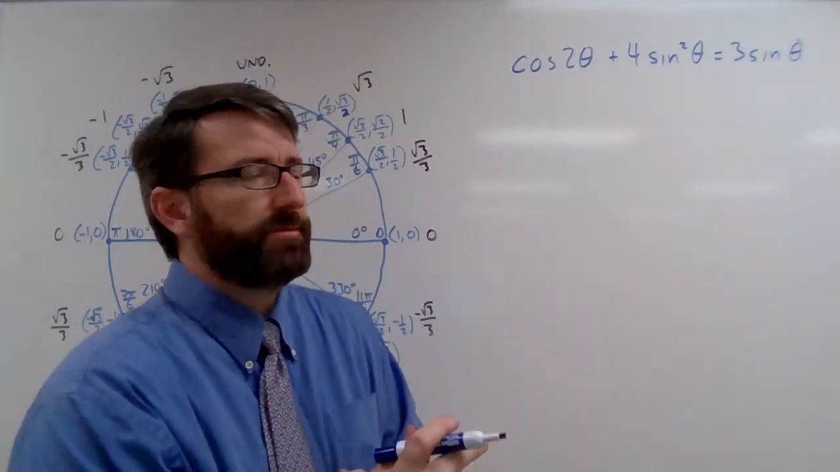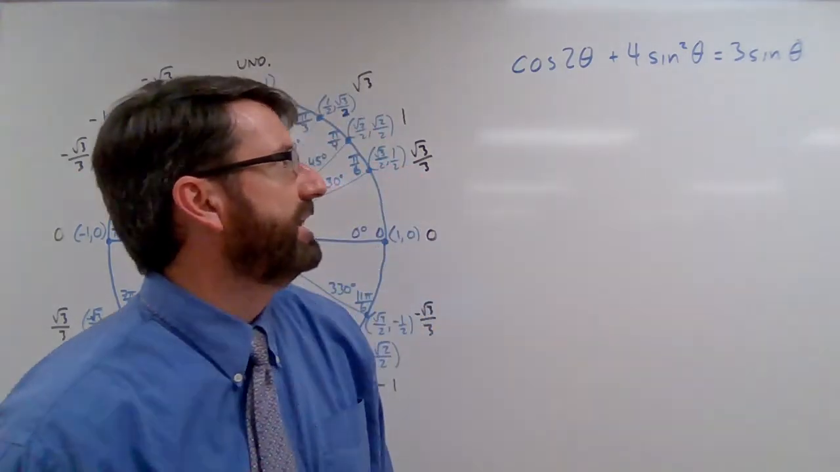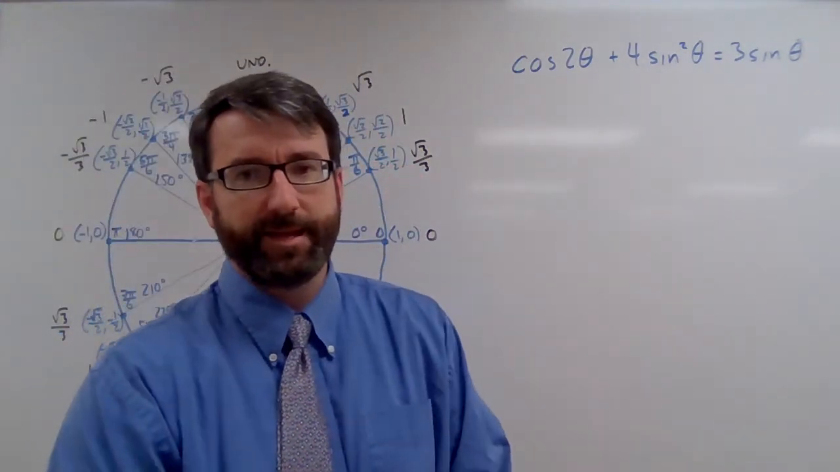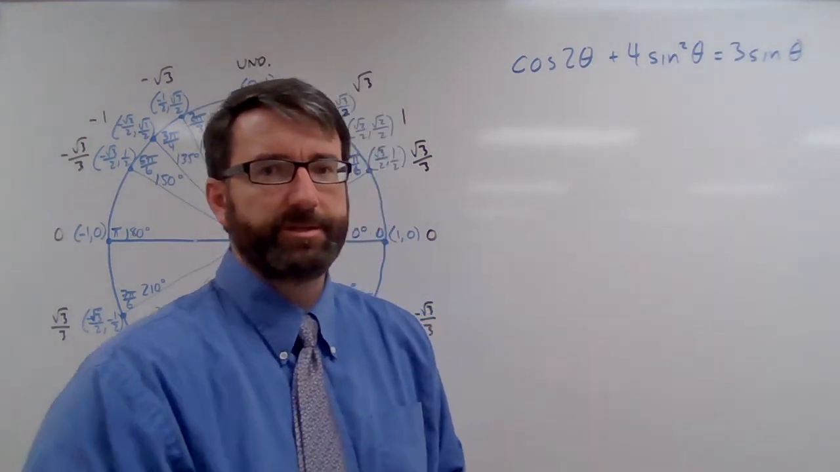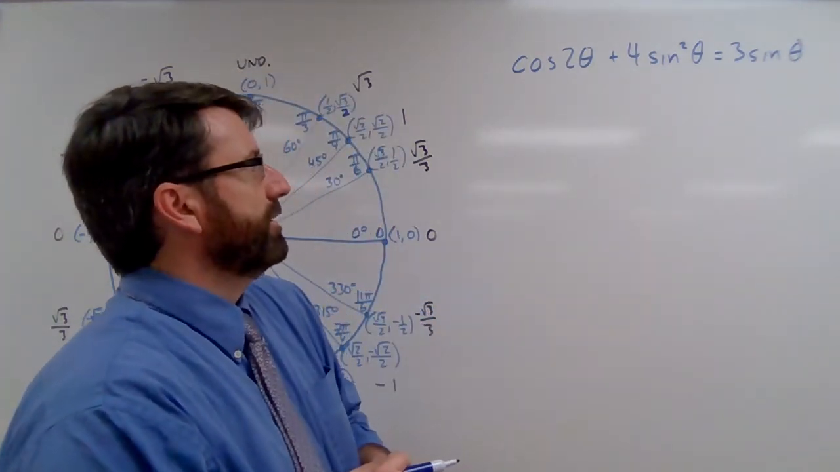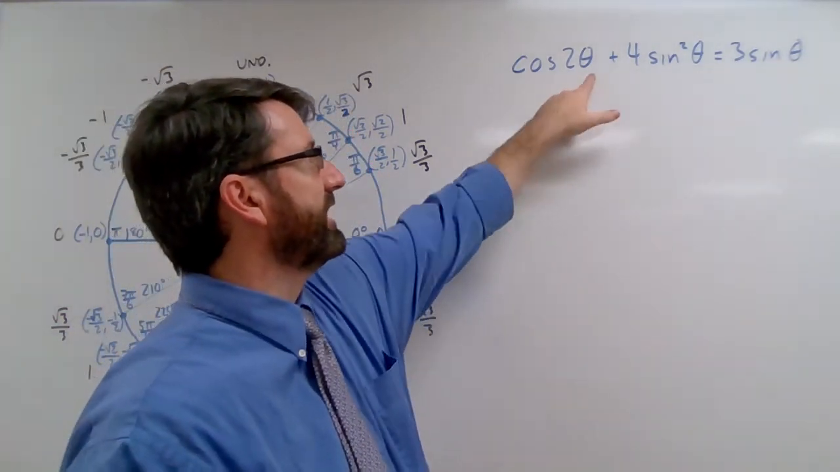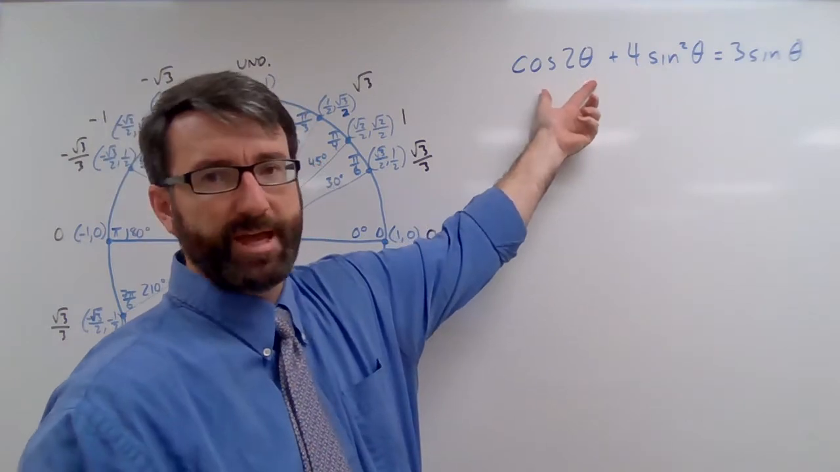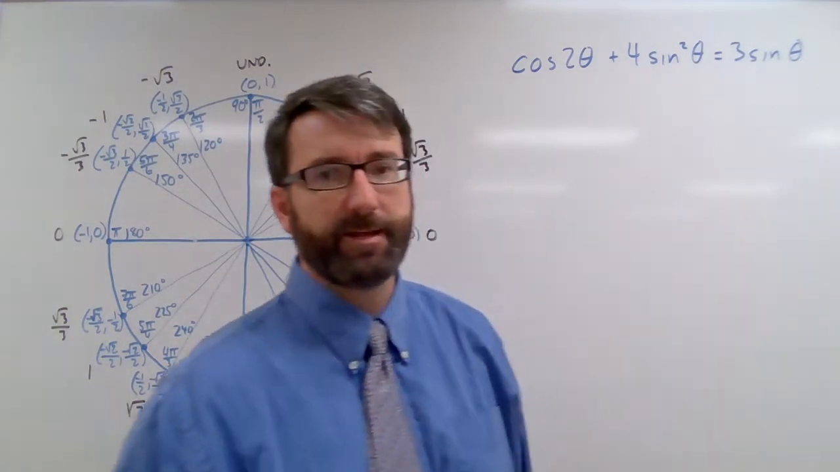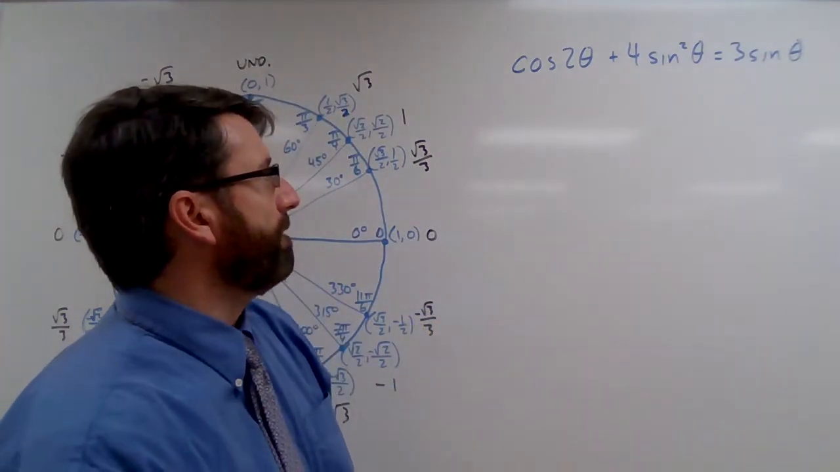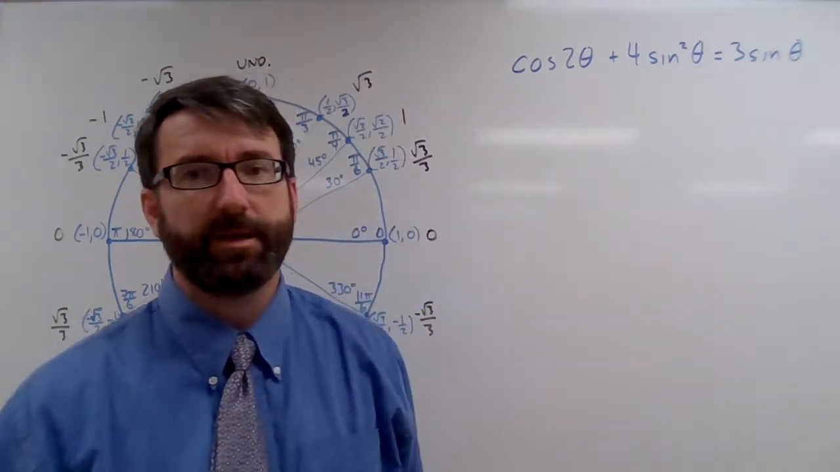All right, for this problem, we've got cosine of 2 theta plus 4 sine squared theta equals 3 sine theta, and we're asked to solve for theta between 0 and 2 pi. For this one, there's a couple of things that we'll notice. One is that we've got a double angle here, cosine of 2 theta, where these are just sine squared of theta, sine of theta. The other thing is that we've got a cosine and a sine and sine squared.